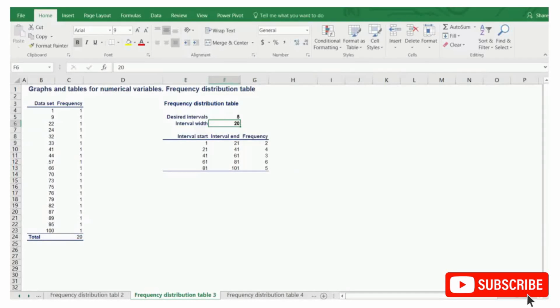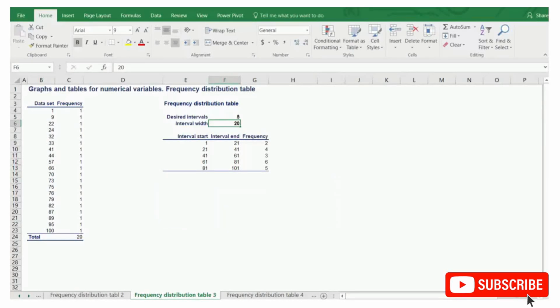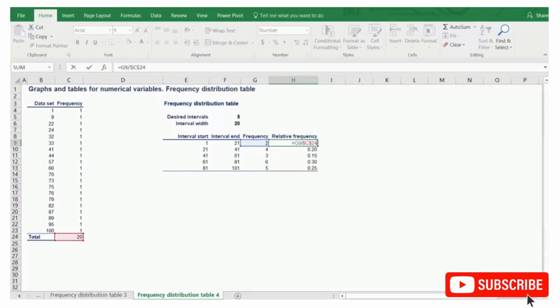For many analyses, it is useful to calculate the relative frequency of the data points. As we said in a previous video, the relative frequency is the frequency of a given interval as a part of the total. Let's add another column to our table and name it relative frequency. So, the interval from 1 to 20 has an absolute frequency of 2, but a relative frequency of 2 divided by the total of 20 numbers, which gives us 10%, and so on as we fill the table. Alright, this is how we calculate relative frequencies. Now that we have summarized the raw data, we can start plotting it.